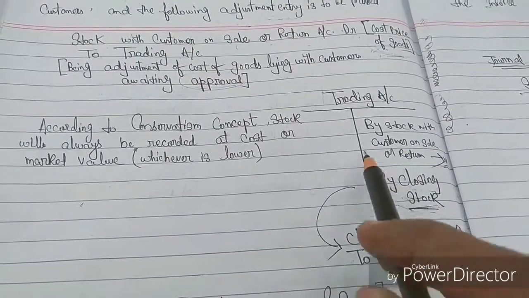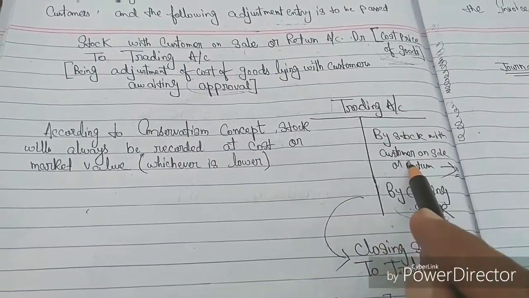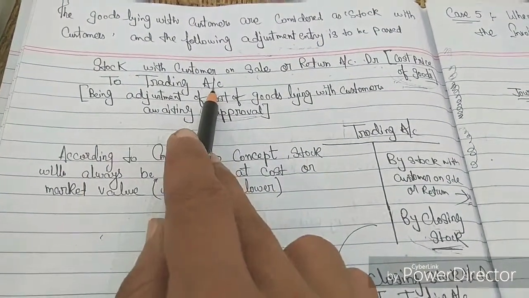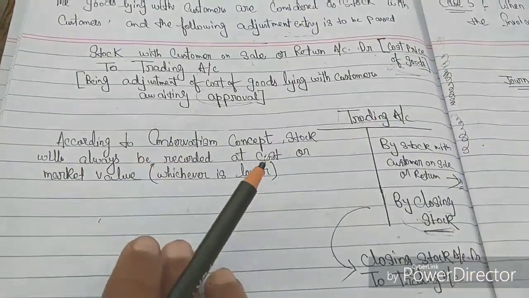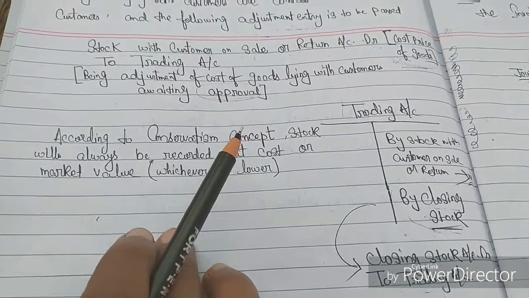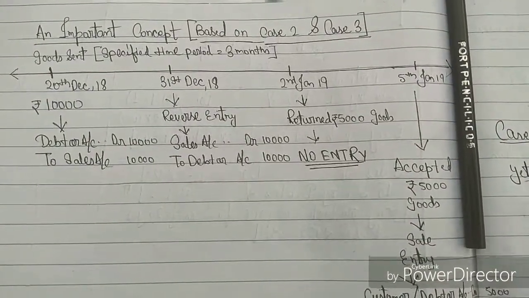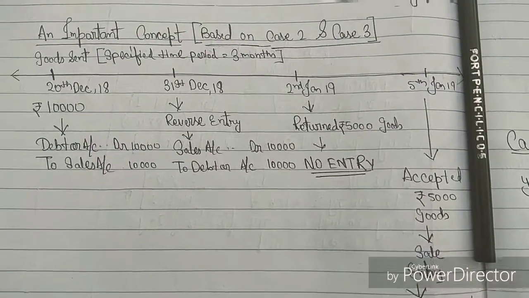So exactly in the same way we will record the stock with customer also. So automatically you can find the entry. What will be the entry? Stock with customer account debit to trading account, because it is crediting the trading account. So no need of mugging up the entry. We can understand it. So I hope that you understood this entry.